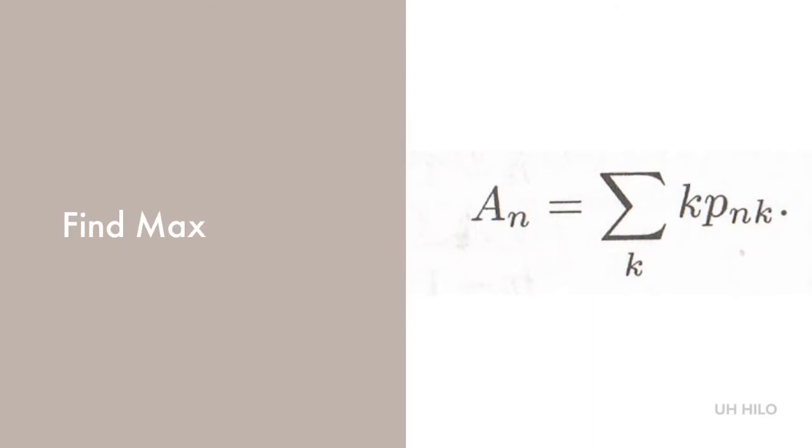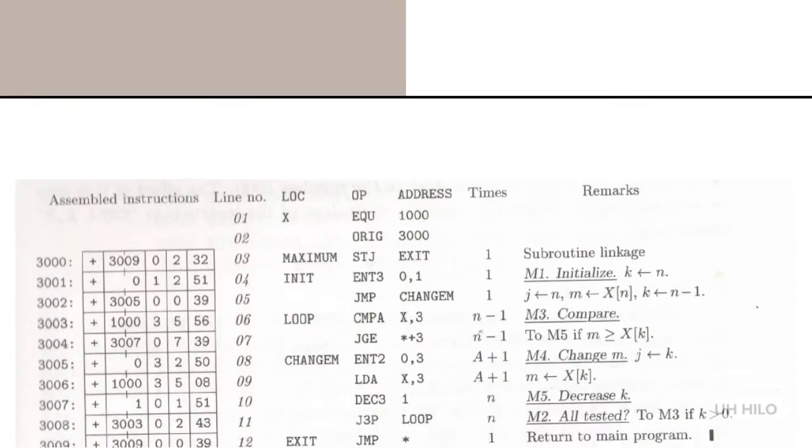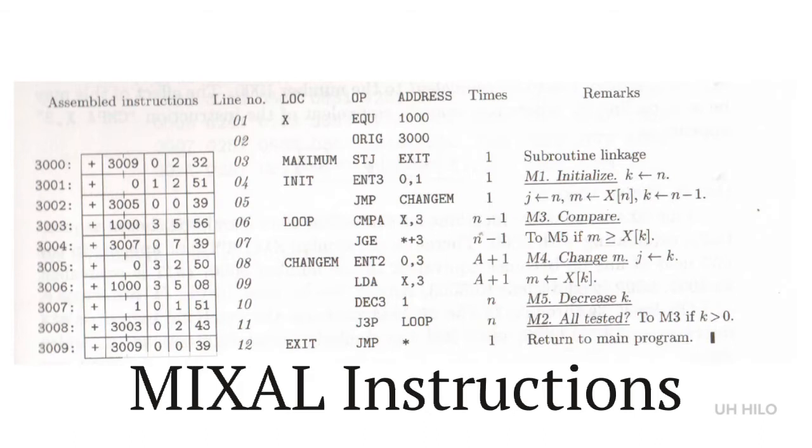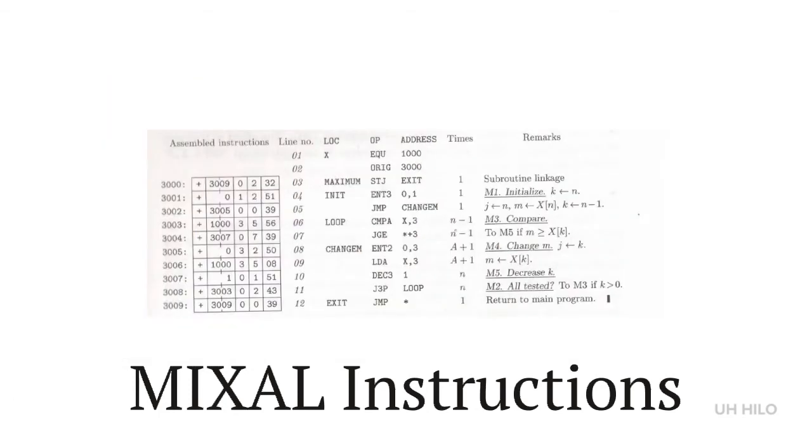Now let's take a look at how to implement this algorithm in MIXAL. This program is your old pal findmax translated into MIXAL. The columns labeled loc, op, and address contain the program in MIXAL symbolic machine language. The column labeled assembled instructions shows the actual numeric machine language associated with the MIXAL program. Knuth also includes the line number. It's not an essential part of the program, but makes it easier to find parts of the program.